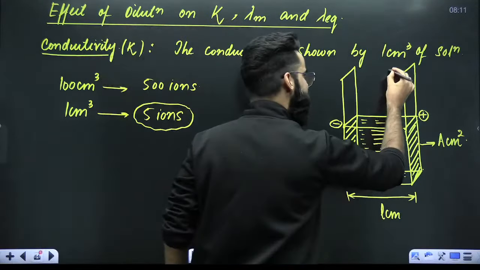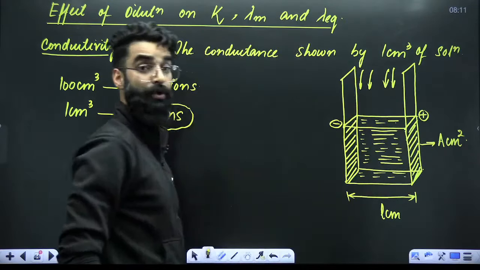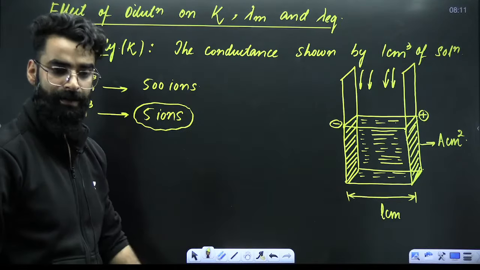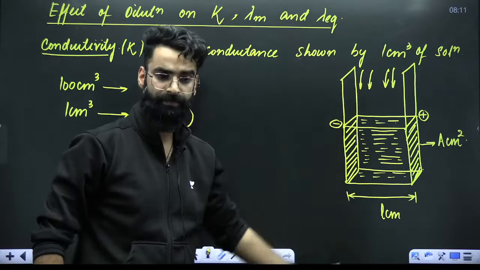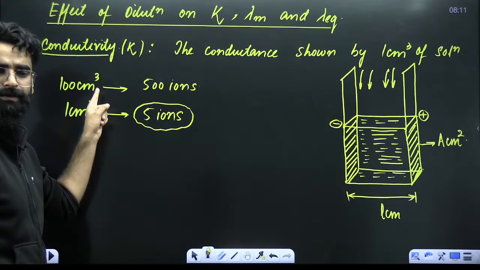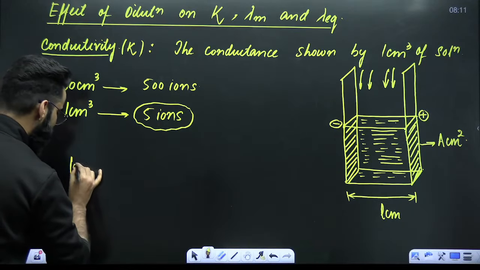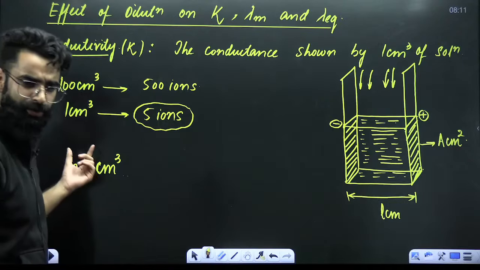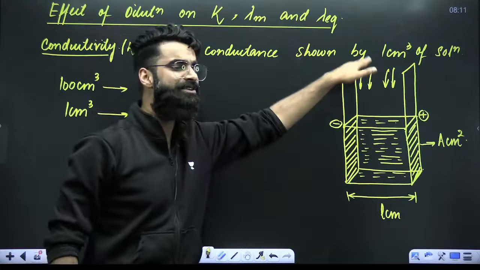Imagine that you are adding some extra solvent here. So you are doing the dilution. My dear students, on adding the extra solvent, what will happen to the volume of solution? Volume of solution will increase. Initially, the volume of solution was 100 centimeter cube, right? Now, due to dilution, let's assume that the volume of the solution reached 1000 centimeter cube. What did we do? We just added solvent.